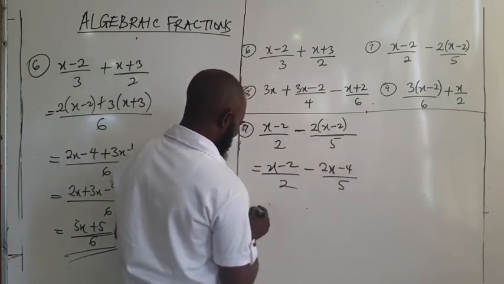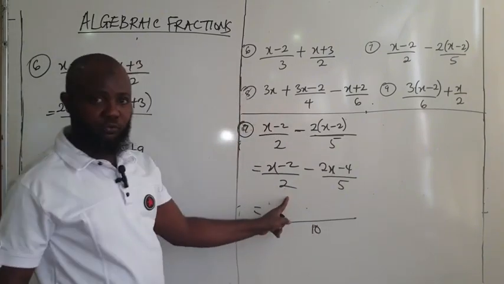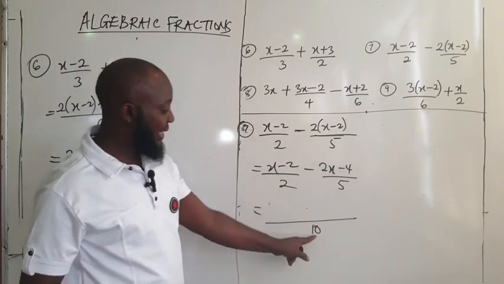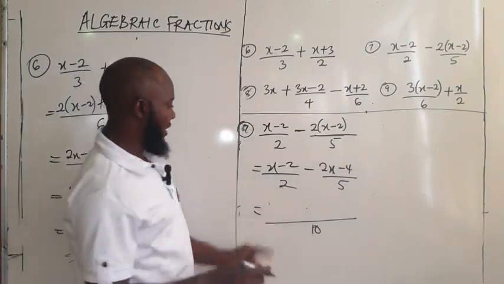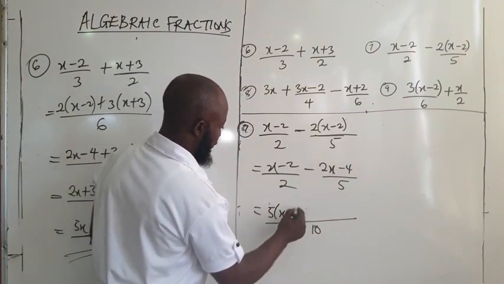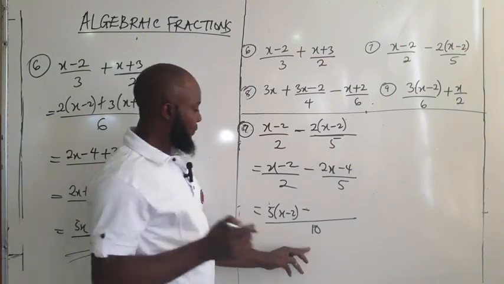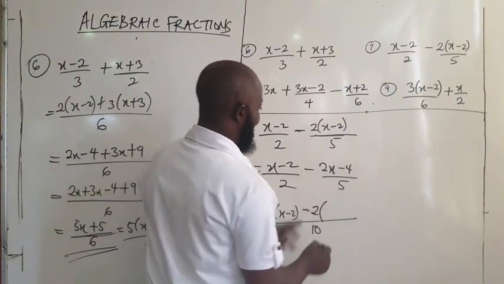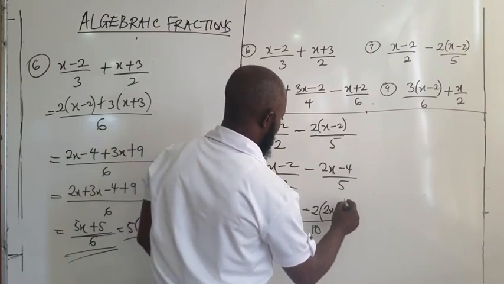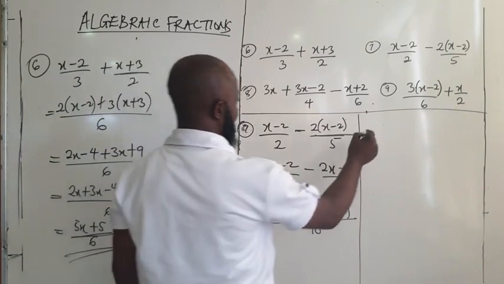So we can then find the LCM, which is what? 10. LCM of 2 and 5 is 10. That is very straightforward. For that is 10 divided by 2 gives us 5. That is 5 multiplied by everything here. That is 5 times x minus 2 minus 5 in 10, that gives us 2. 2 into bracket everything here, 2x minus 4. So we can then proceed by opening the brackets.